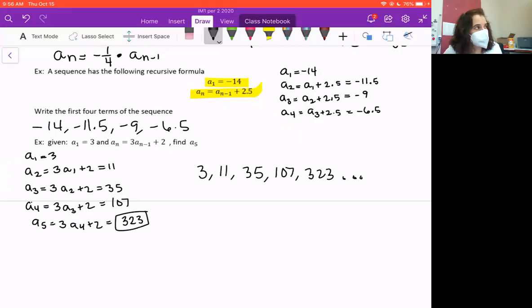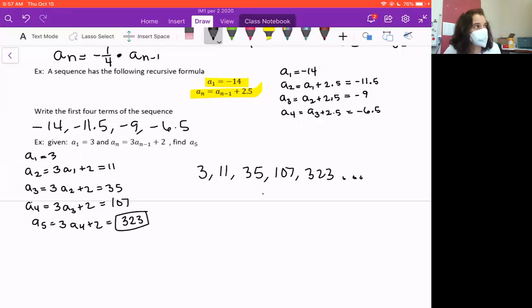What's going on? You multiply by 3 and add 2. How do I get the next one? I multiply by 3 and add 2. How do I keep going? I multiply by 3 and add 2. That's where a recursive formula has its beauty right here.